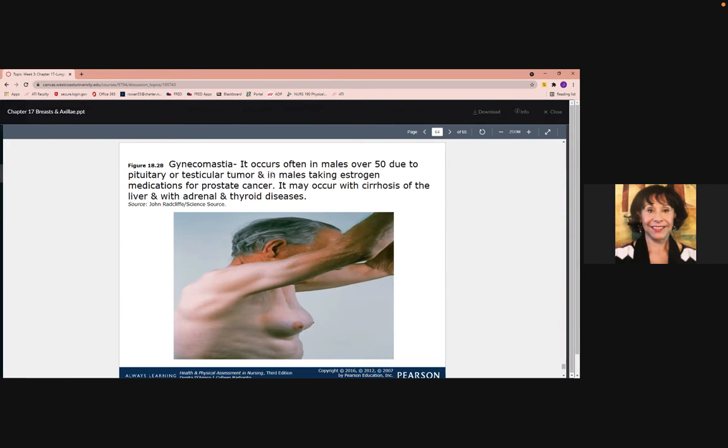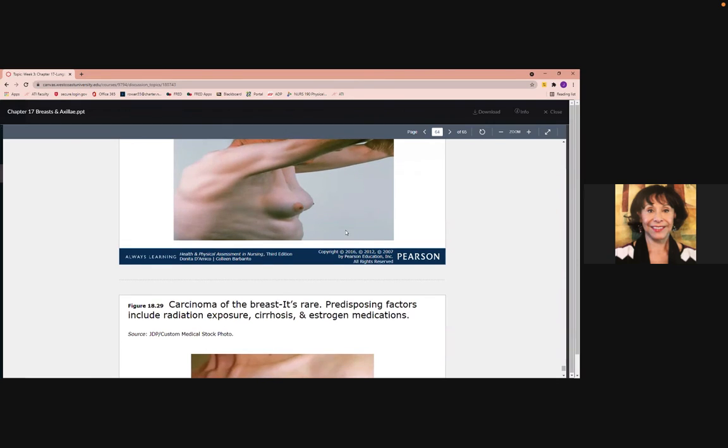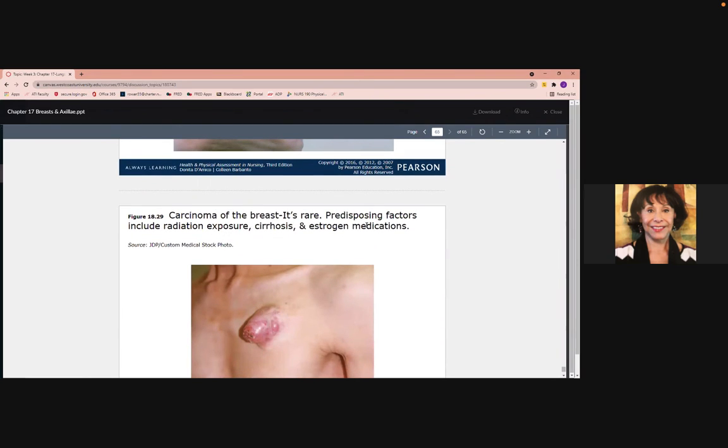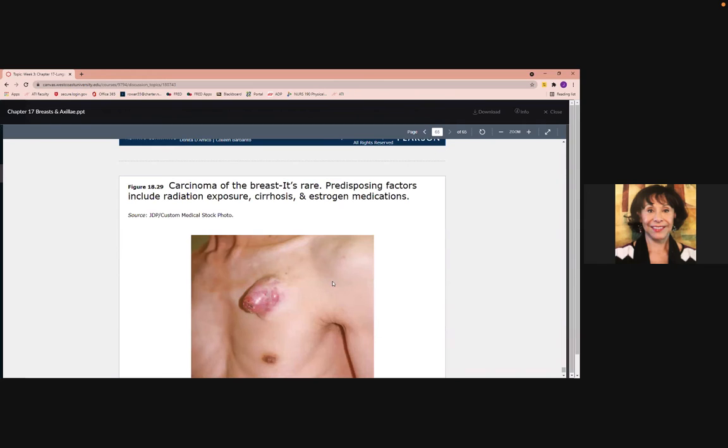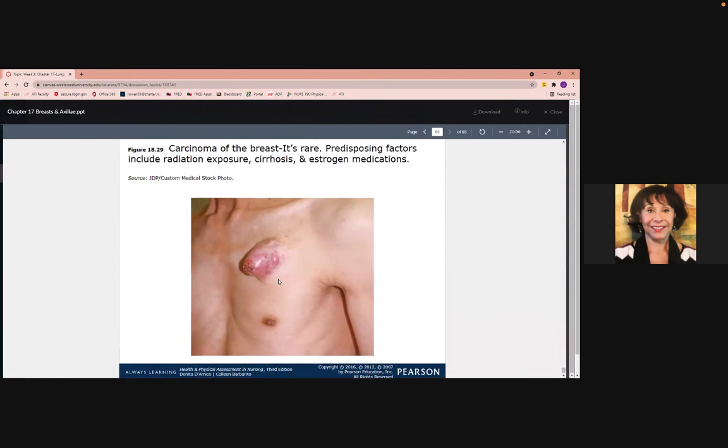Gynecomastia occurs often in males over 50 due to pituitary or testicular tumors, in males taking estrogen medications for prostate cancer. It may also occur with cirrhosis of the liver and with adrenal and thyroid diseases. So you can see a male there with breasts, but it is a side effect of these medications. Carcinoma of the breast is rare. Predisposing factors include radiation exposure, cirrhosis, and estrogen medications. And this is how breast cancer in males looks.